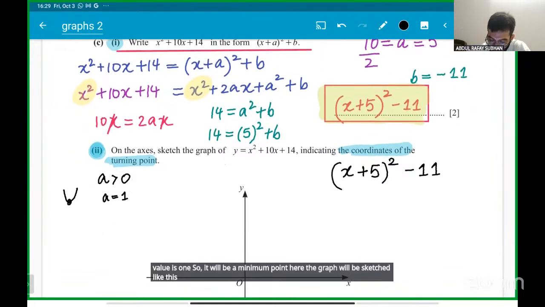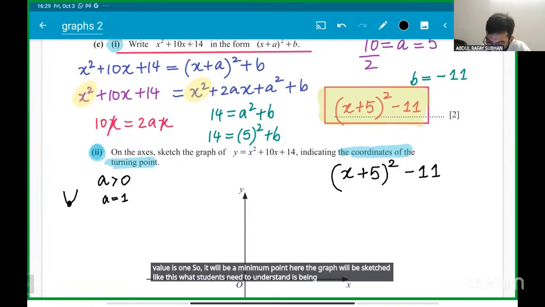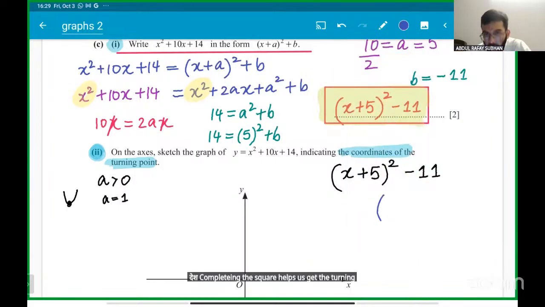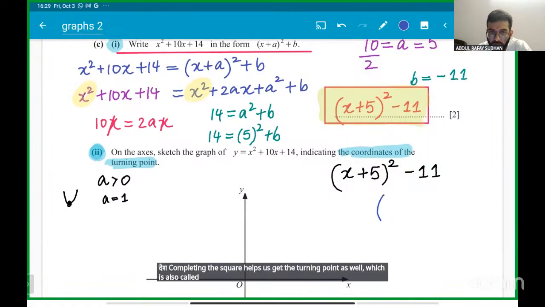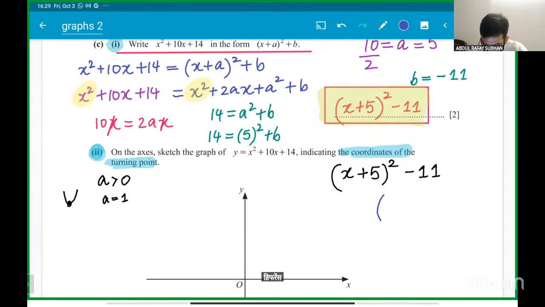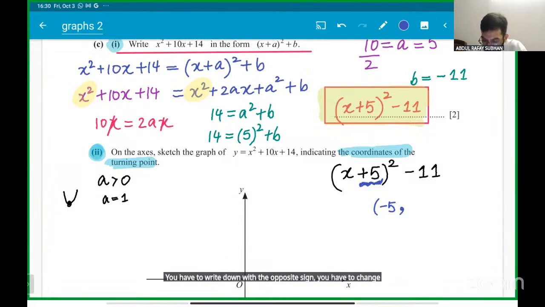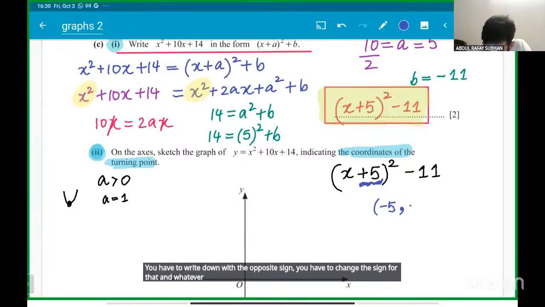What students need to understand is that completing the square helps us get the turning point as well, which is also called the minimum point, also called the stationary point. We have studied the turning point in differentiation, so now we can work on this. Whatever the inside value of the bracket is, you have to write down with the opposite sign. You have to change the sign for that. And whatever the outside value is, you just copy paste that as it is.